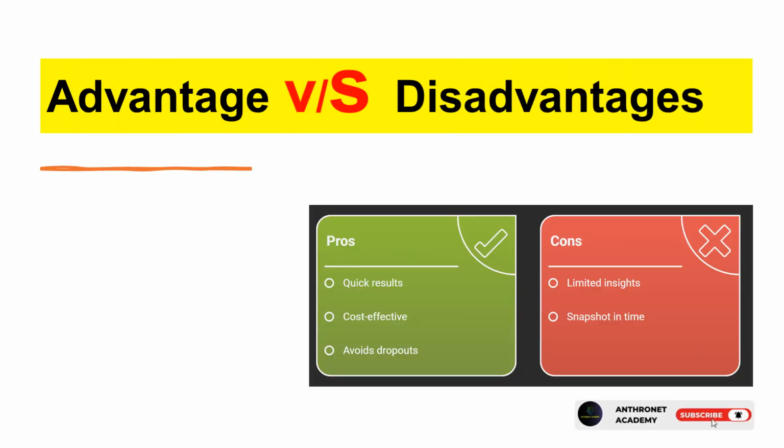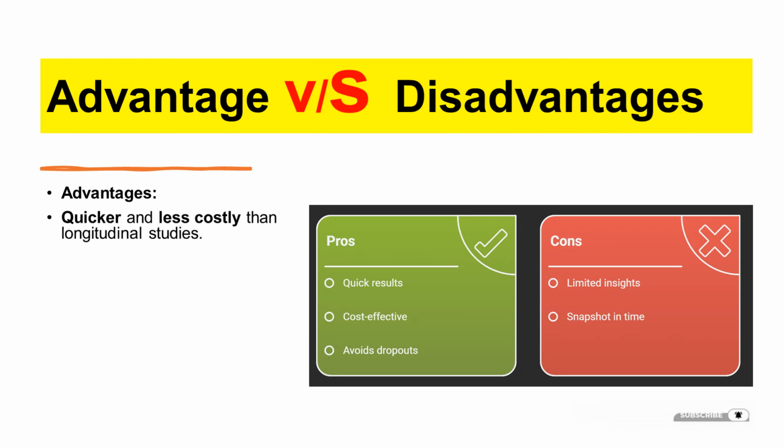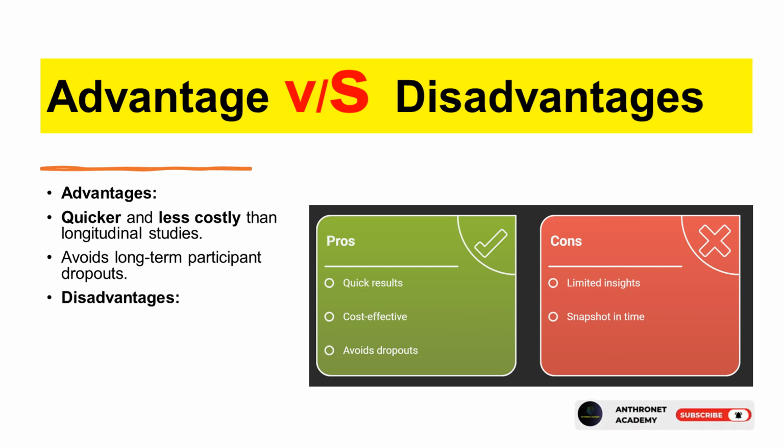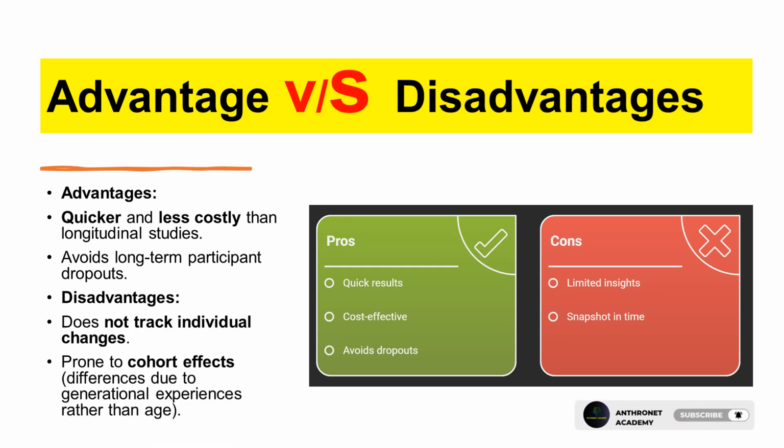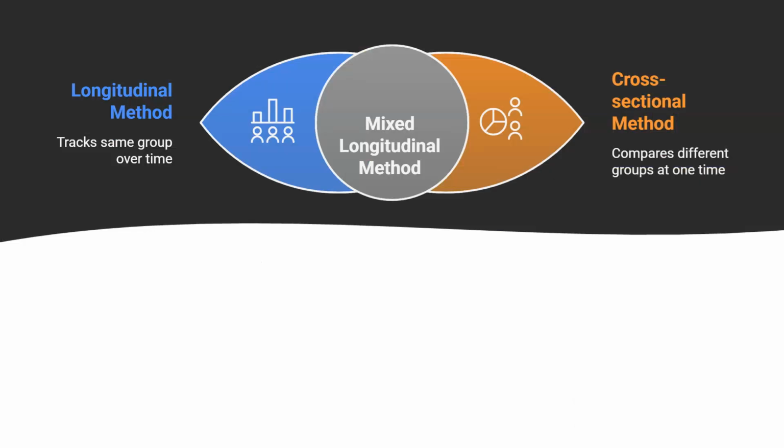Advantages versus disadvantages. Advantages: Quicker and less costly than longitudinal studies. Avoids long-term participant dropouts. Disadvantages: Does not track individual changes. Prone to cohort effects, which are differences due to generational experiences rather than age.